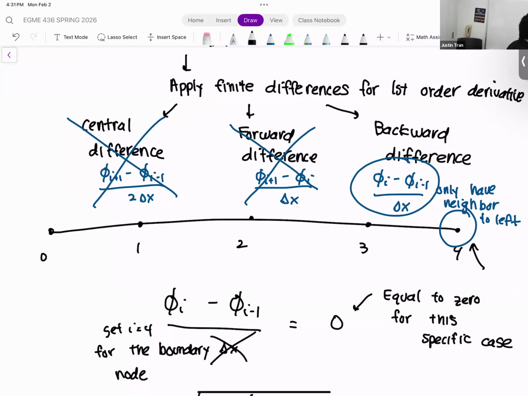So if we had node 0, we would use forward difference? Exactly right. In that situation, where your Neumann boundary condition is on the left-hand side of the domain, you would use forward difference, because node 0 has the opposite problem. Node 0 has a neighbor to the right, but no neighbor to the left. And so in that case, you would have phi i plus 1, but not phi i minus 1. Okay. Thank you.